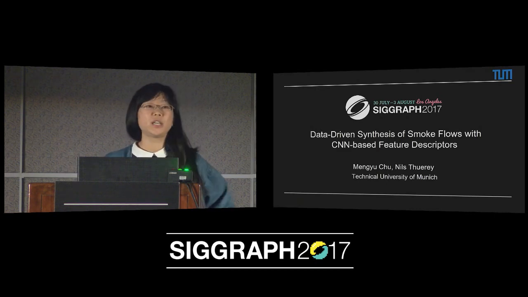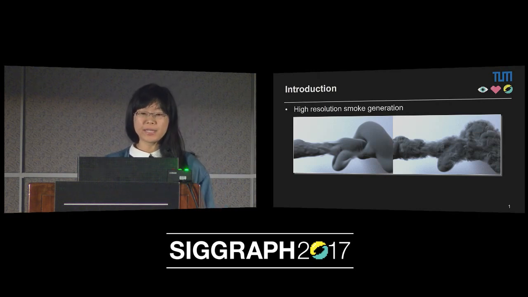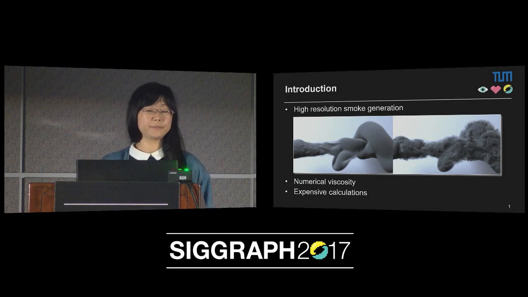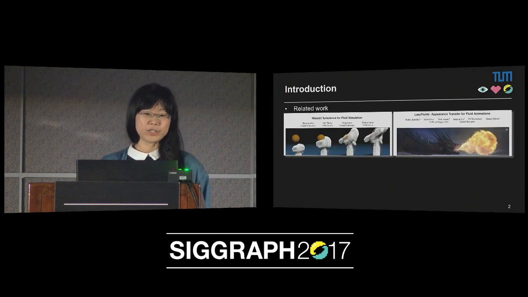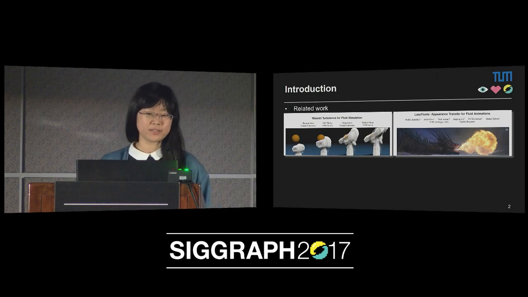So this is our topic. The goal here is to generate high-resolution smoke. With higher resolution, people would like to see more details, and at the same time, less numerical viscosity. However, those calculations are usually expensive. There are several related works investigating in the same direction, such as up-resolution techniques and image synthesis methods.